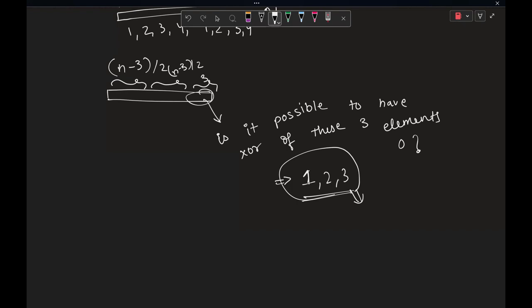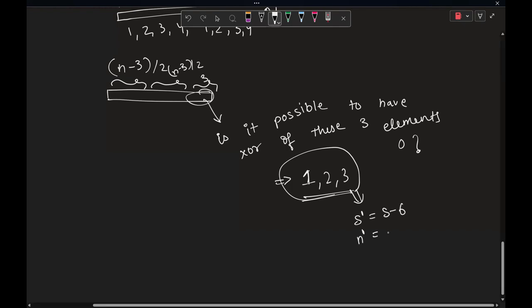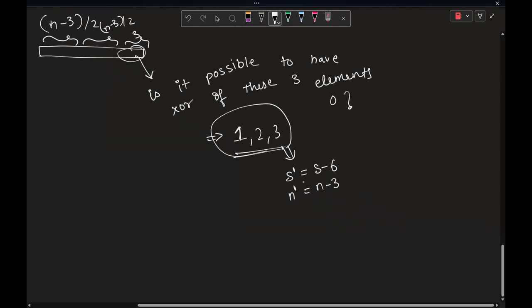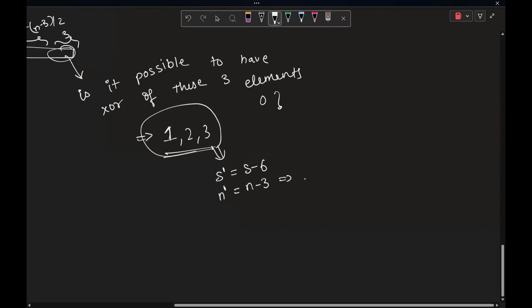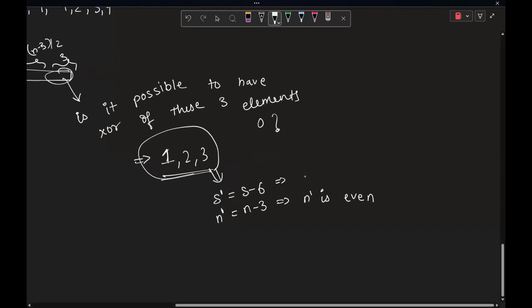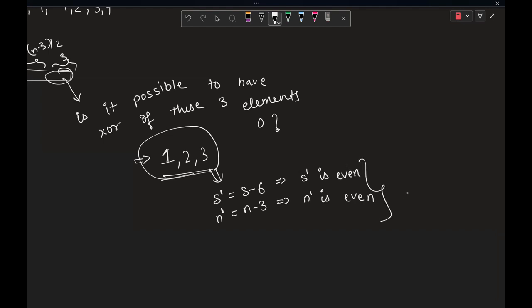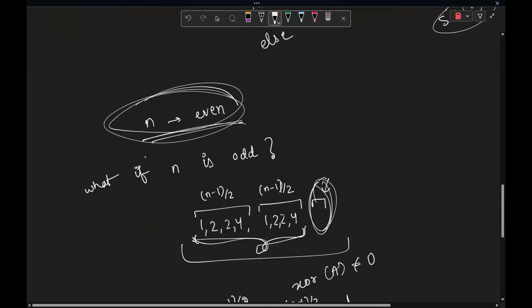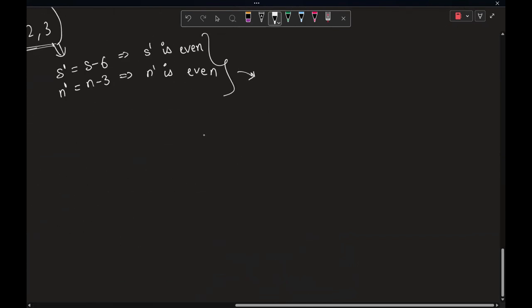if I pick up 1, 2, 3, then my new s, let me call this s dash, will become s minus 6, and n dash will become n minus 3, right? For the remaining array. And now if you see, n dash is even, and s dash is still even. And if n dash and s dash are even, then we know how to solve it. We have just figured out how to solve it. So we can just solve it in the exact same way again.